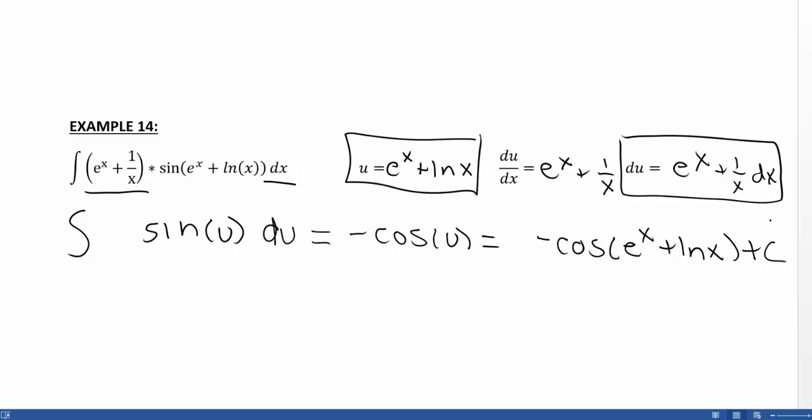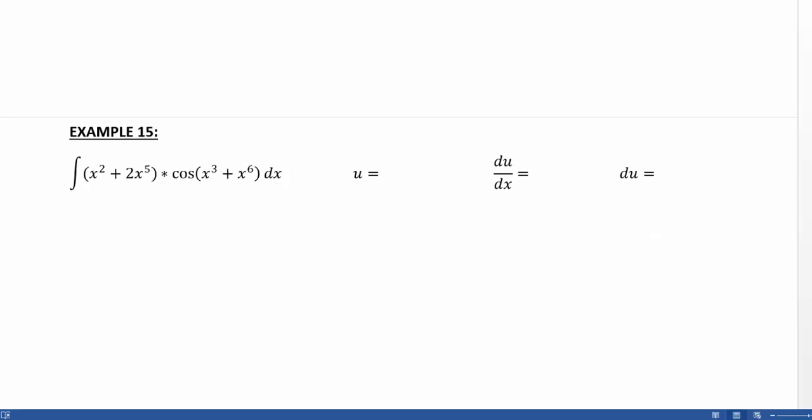Let's look at another example. Example 15. So here, I notice that I have parentheses, but I also have cosine of something complicated.